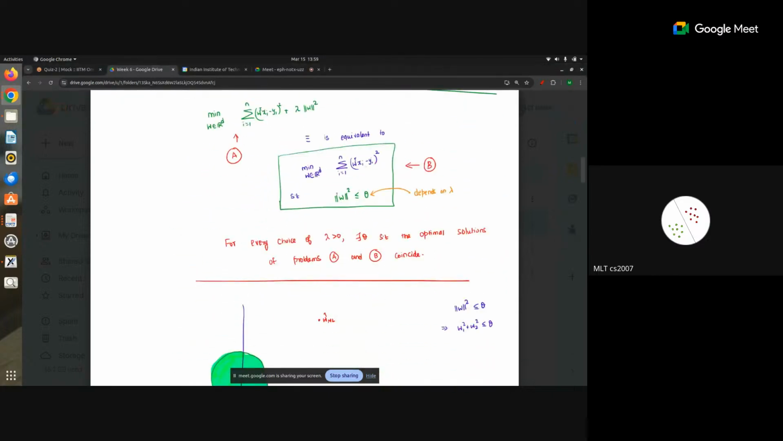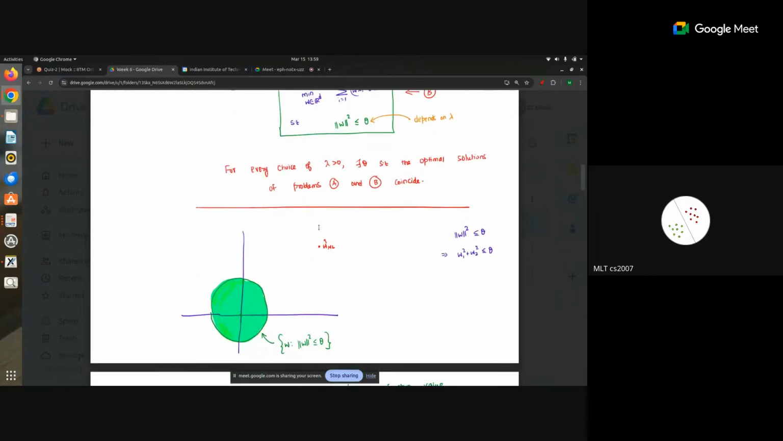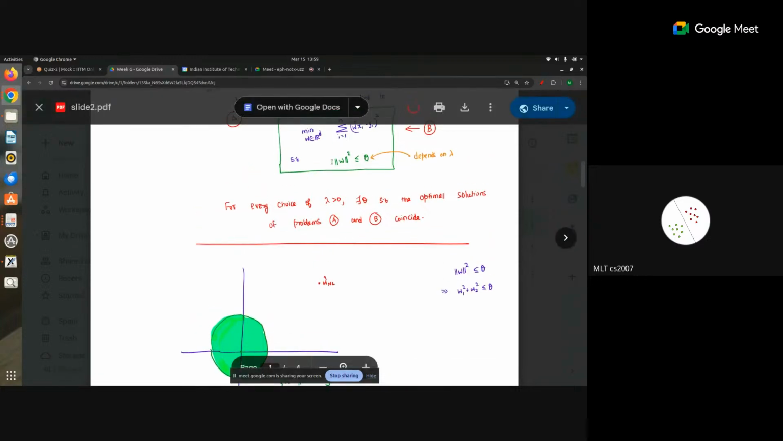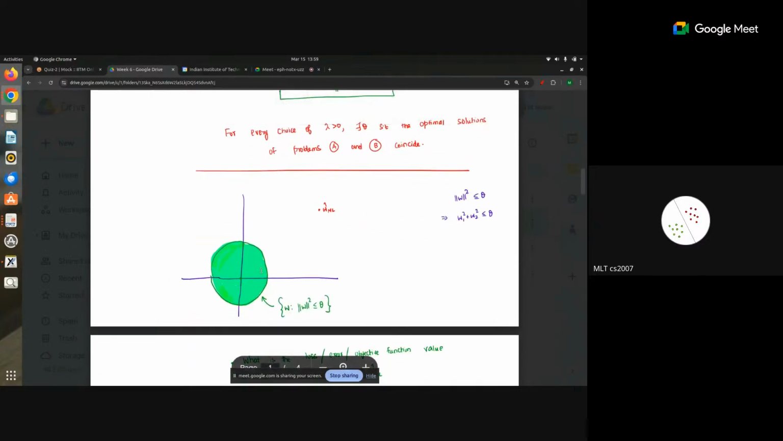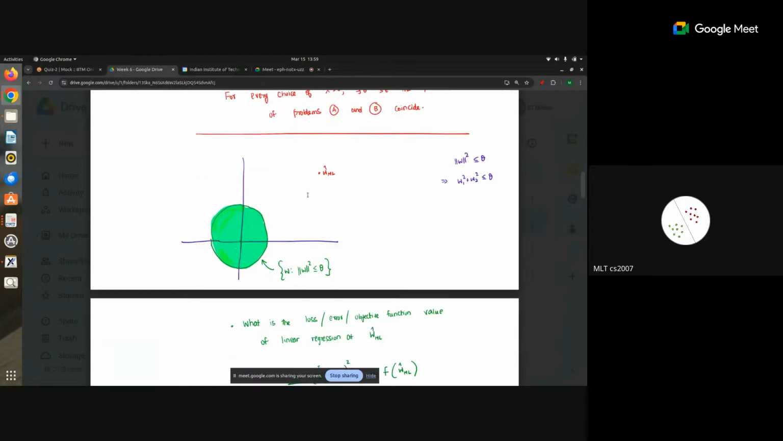In the constrained one, what we are saying is that I'm not going too far in this W space. We are restricting this W space, so we are restricting it here. The actual solution is here. The actual solution gives me the lower squared error loss, right? But we are saying that I just want these W's in this space only.